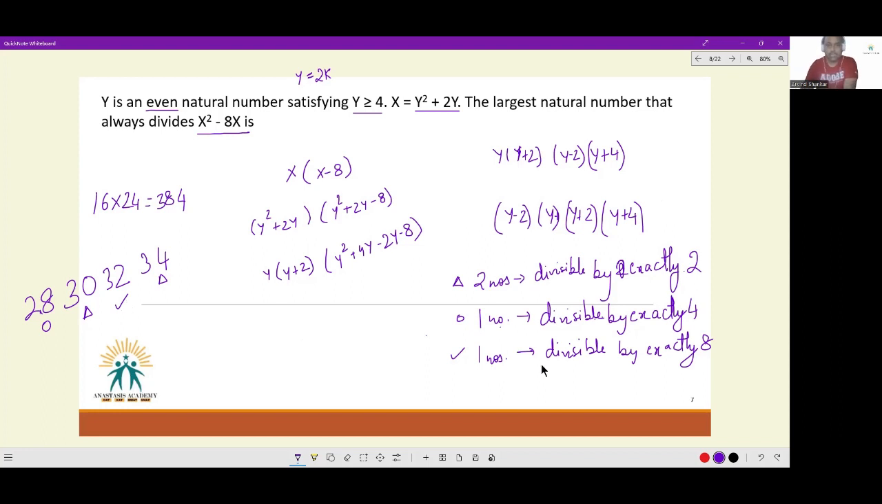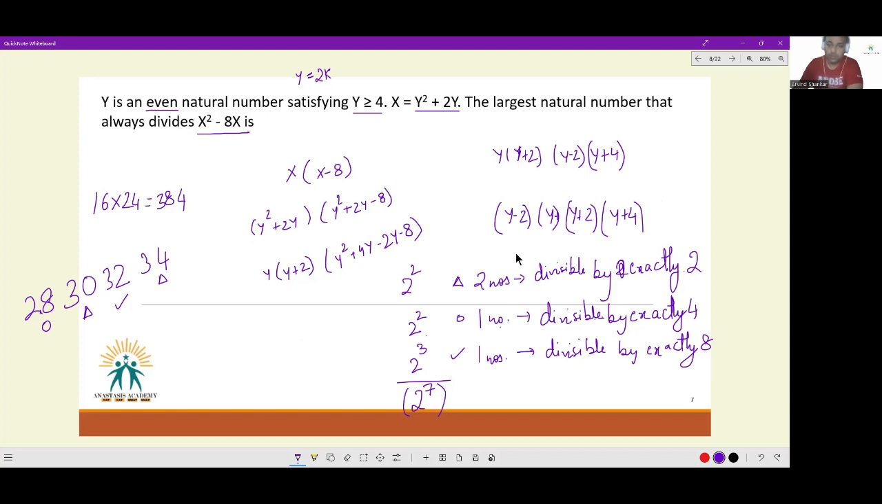So, what is the highest power of 2 involved? I can state, I get 2 square from here, I get 2 square from here, and I get 2 cube from here, or altogether, I can say the product will definitely always be divisible by 2 raised to the power 7.